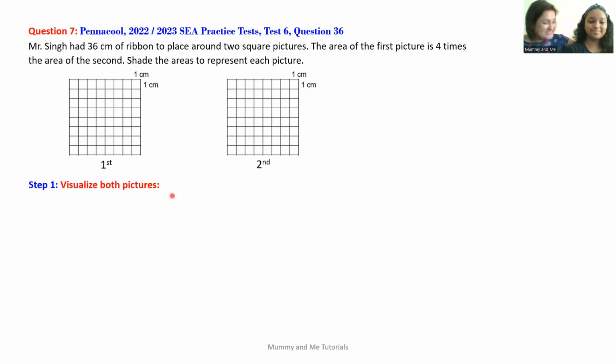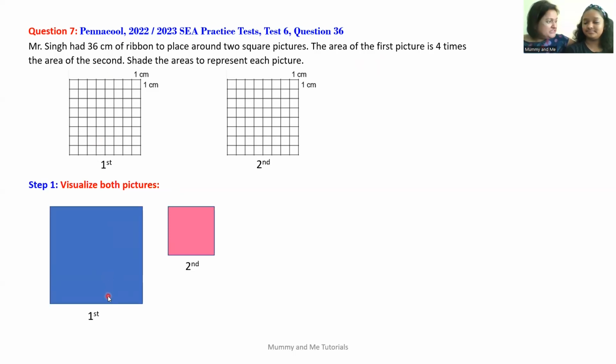Let's visualize both pictures. So we know that the area of the first picture is 4 times the area of the second. So the first picture is 4 times larger than the second one. It's a big one. It's a little one.